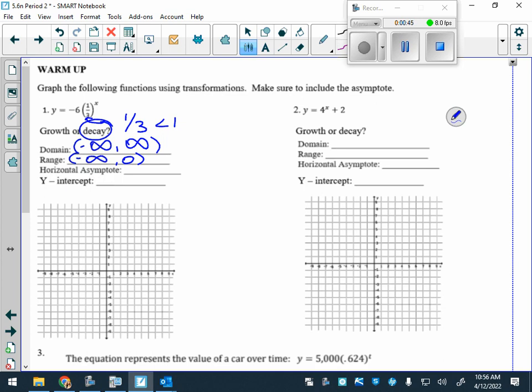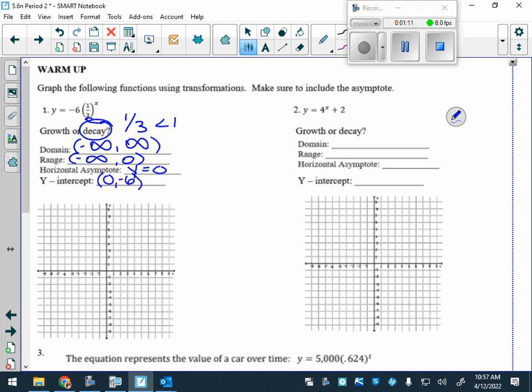Oh, be careful. Andrew. Y equals 0 is the horizontal asymptote. Remember, if you have that plus or minus, that determines your horizontal asymptote. Okay, plus or minus K value, anything on the outside. Okay, what is our y-intercept, Phoebe?